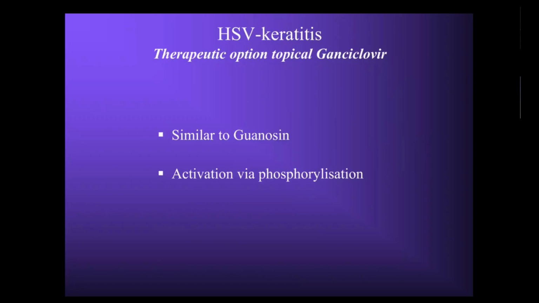As a fourth possibility to treat dendritic ulcer, we have ganciclovir. Ganciclovir, again, is similar to guanosine. It is to be activated by phosphorylation, and we administer it. It penetrates well, but we administer it only if there is no response to acyclovir, for example, if there is a resistance of the virus against the drug.